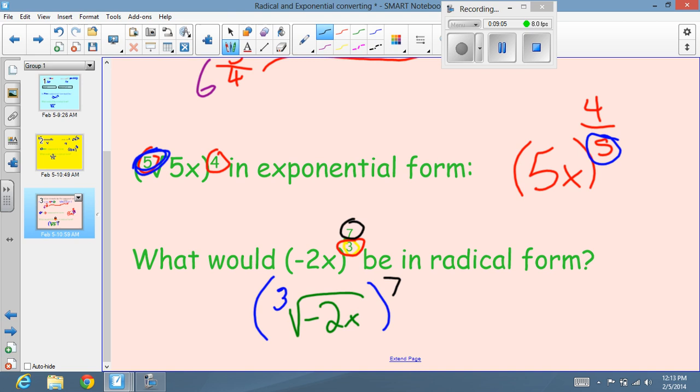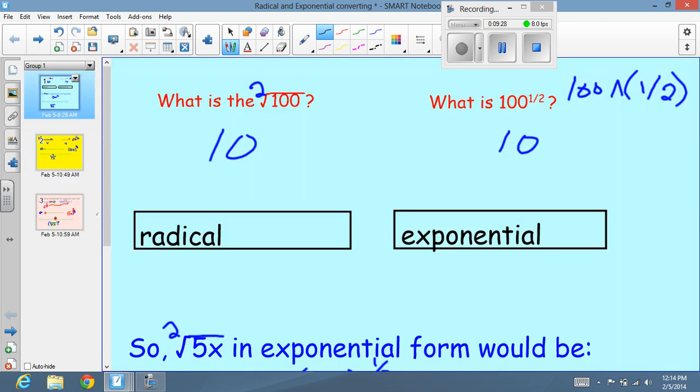So the bottom line is this. The root of a radical is the bottom part of the fraction in the exponent. The root is the bottom part of the fraction. That's about the simplest form I can make that.